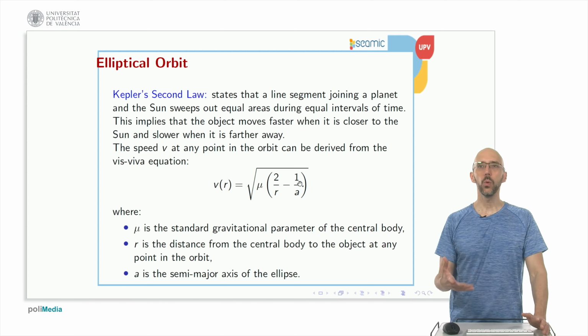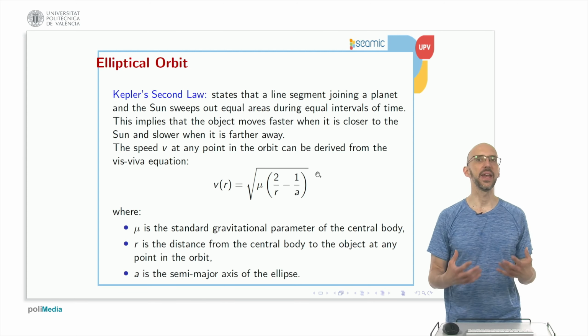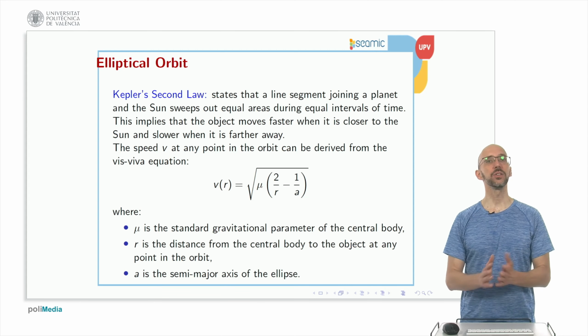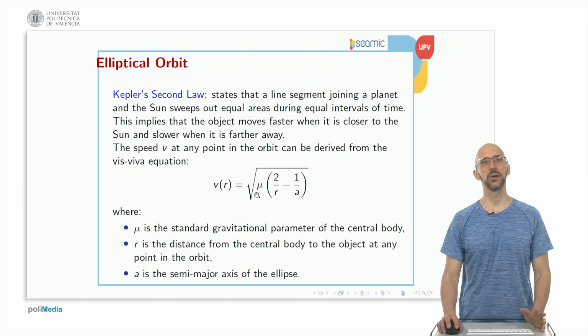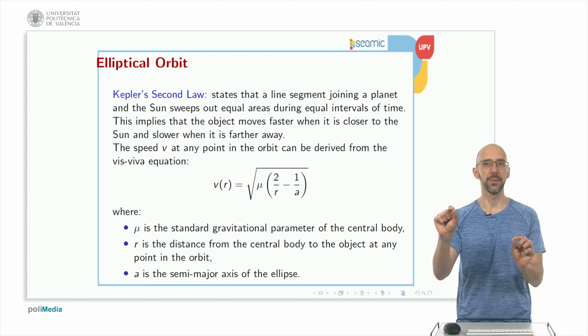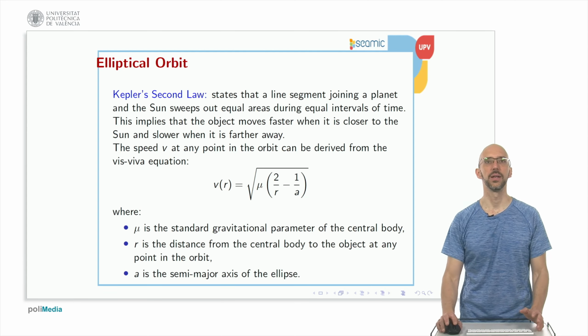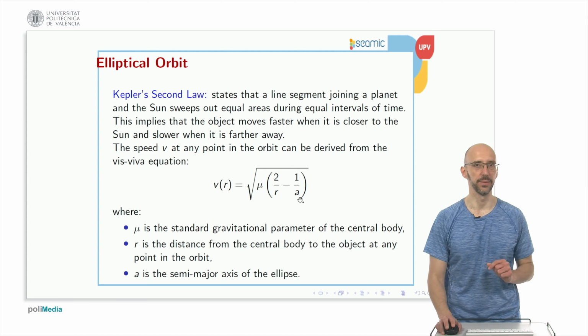But how do we calculate the speed of an object orbiting in an elliptical orbit? The function is very similar to the circular speed, but it's obtained in the following sense. The speed depends on the distance from the center of the main body, the main focus. In this case, let's suppose it's the Earth. R is the distance from the center. A is the major semi-axis of the ellipse.